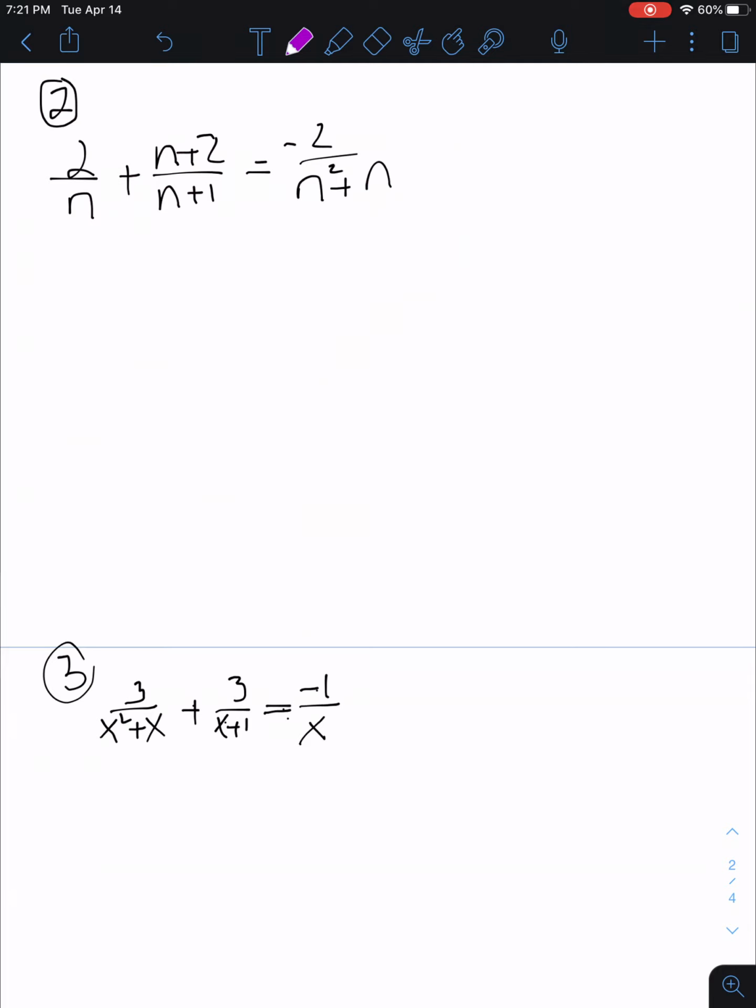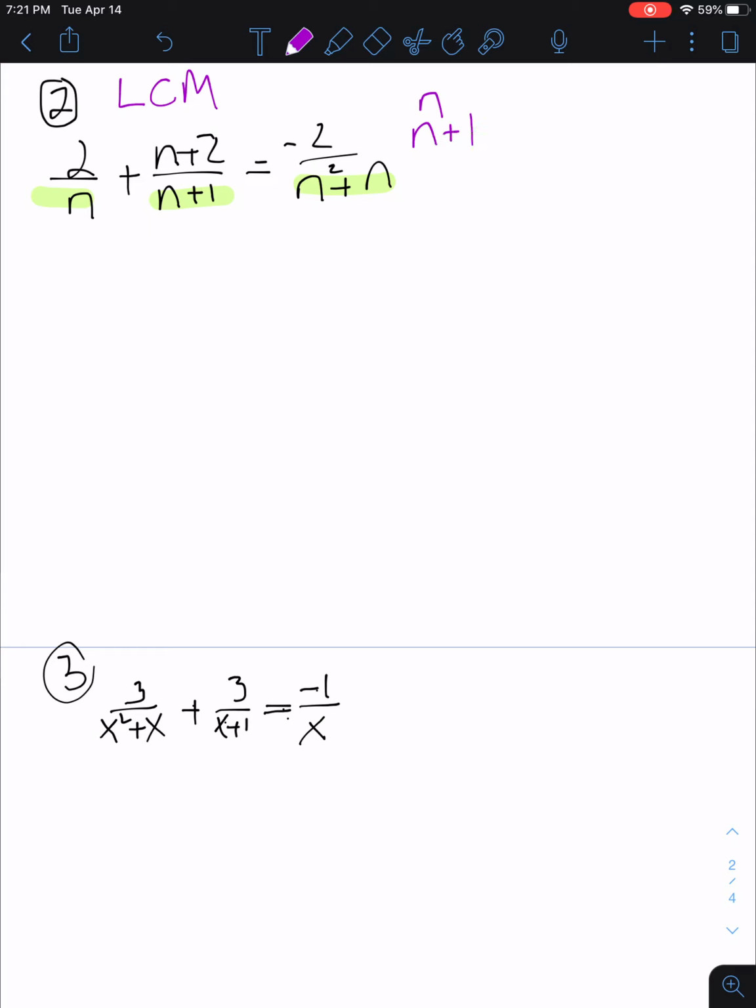My second problem, not the same kind of setup. I can't do a cross product here. So what I'm going to do is use that formula that had the LCM in it, or LCD, least common denominator. I need to look at all of the factors in all three denominators. The factor in the first denominator is simply an n. The factor in the second denominator would be an n plus 1. It's a binomial, I can't break it up.